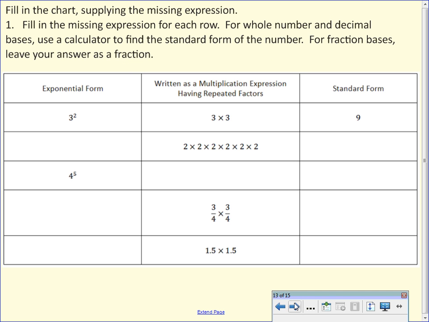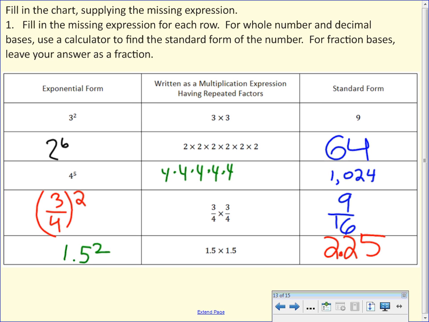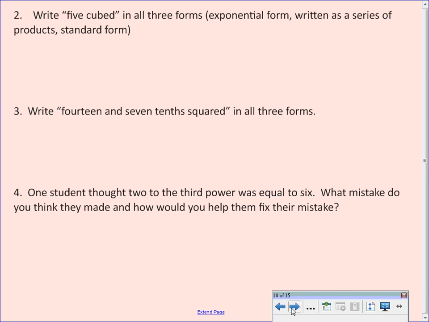All right, take a minute, fill out this chart, answer the 3 questions on the bottom of the page. I'm going to have you come up and put the answers on the board. I'm going to pause the recording while you work. Okay, so here are the answers for the chart on the page. Carefully check your multiplication, the placement of your exponent, and count how many factors you have written out. Now for the bottom of the page, write 5 cubed in all 3 forms.